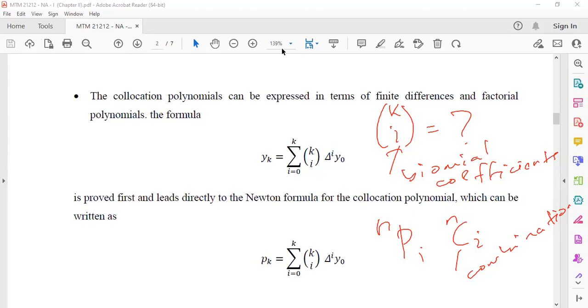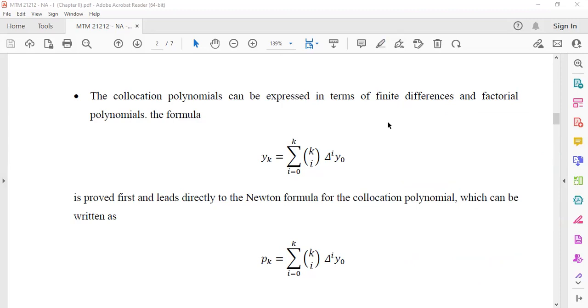Good, one person has answered. Yes, the others? I don't want to take much time, so let's see. Good, you got it. So it is k choose i, and there is another formula also: k factorial divided by, you take k minus i, k minus i factorial, then i factorial. So this is the formula for this one.